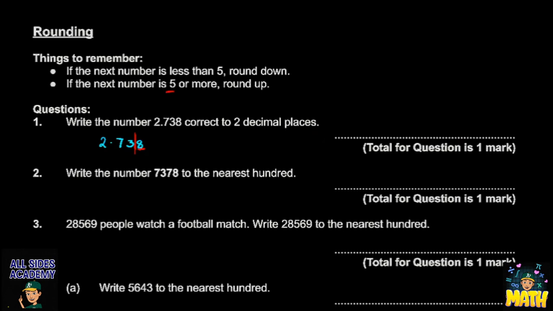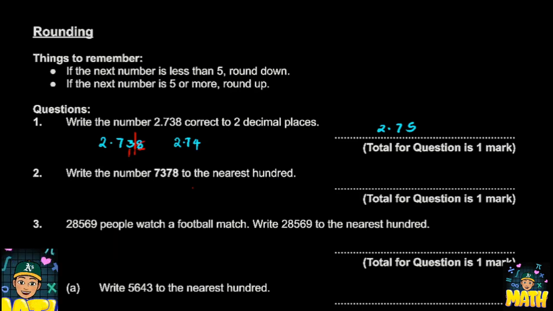So we are going to round the 3 up. Yes, if it's 5 or more, round it up. So the 3 will be rounded up to 4. So we'll have our answer as 2.74. Oh my goodness, it's 2.74.